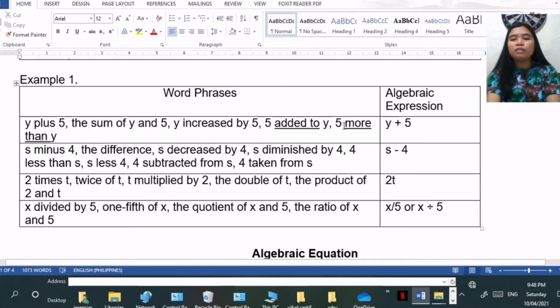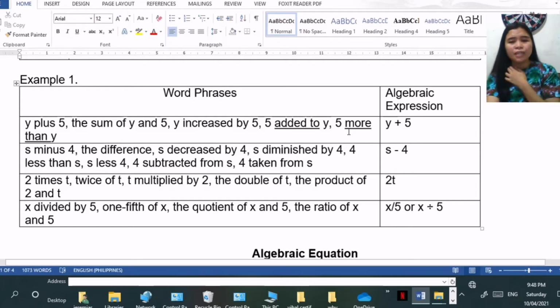Okay po? Or 5 more than y. Yung 5 added to y and then 5 more than y ay pareho lang. Nauna din si 5 bago si y. Pero pagdating sa algebraic expression, mauuna si y. Okay po? Bago ang 5. Kaya dapat mahalaga na nauunawaan nyo po ang inyong binabasa.